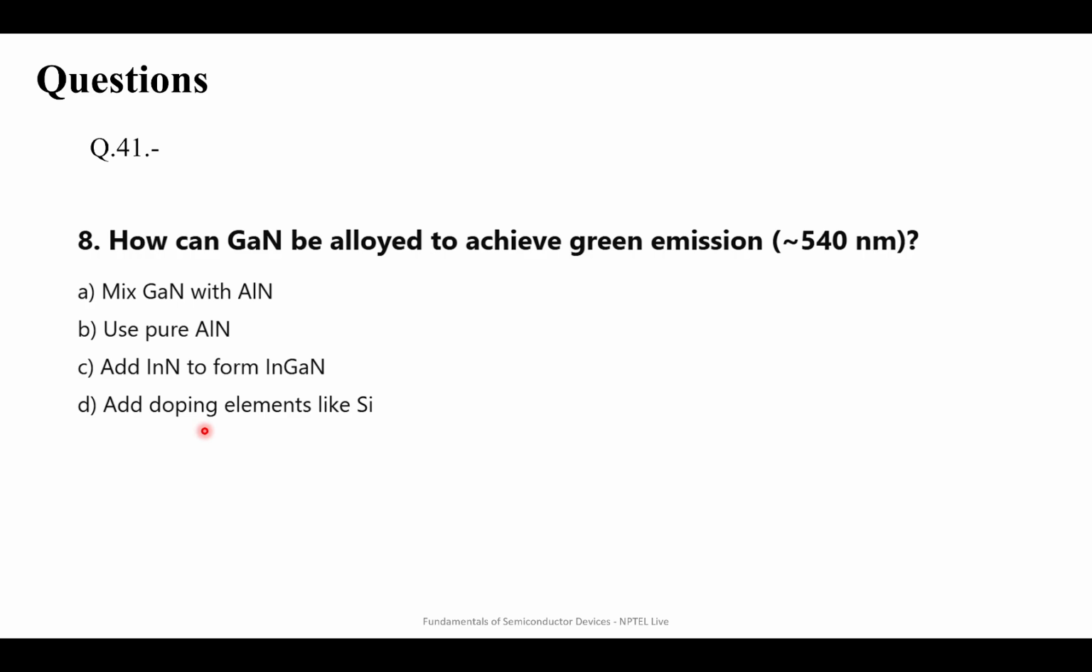How can gallium nitride be alloyed to achieve green emission? That is approximately 540 nanometers. Mix gallium nitride with aluminum nitride. Use pure aluminum nitride. Add indium nitride to form InGaN. Add doping elements like silicon. What do you think the answer is?